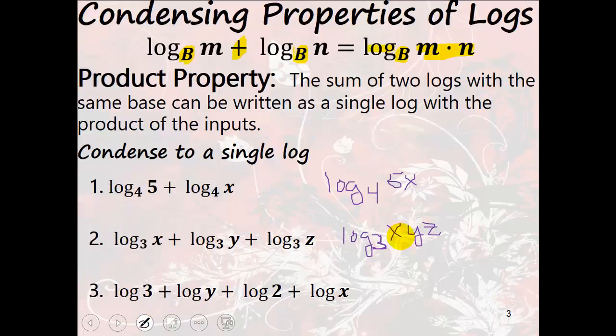Number 3 would be the log base 10. It's base 10 because there isn't a base specified, so we know automatically it's base 10, of 3 times 2 is 6, x, y. I just multiplied my numerals together and put my letters in alphabetical order.